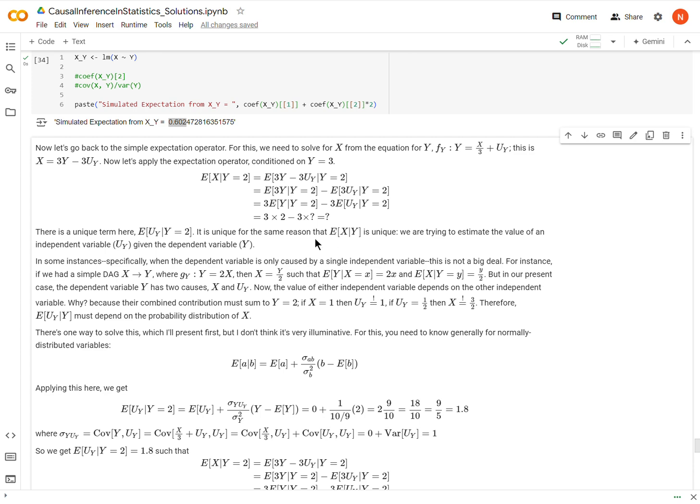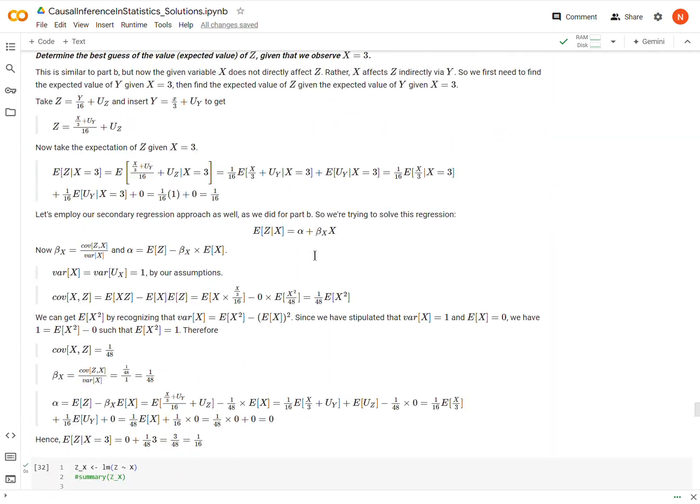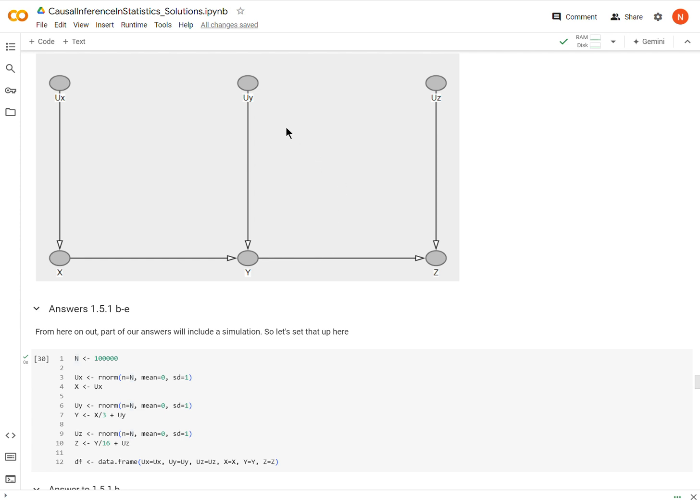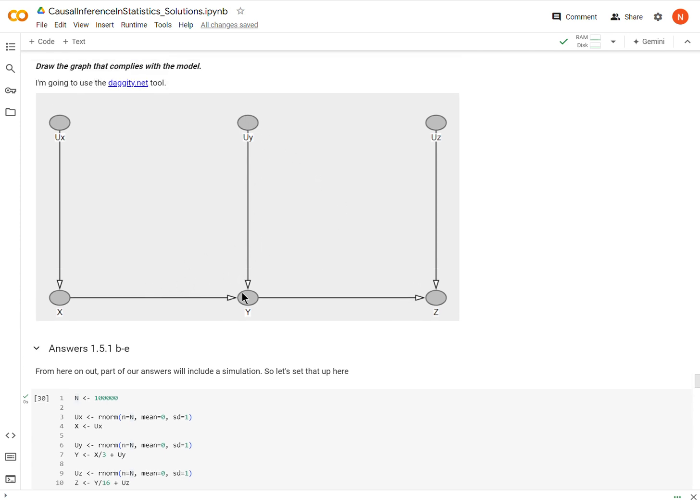The reason that it's not correct is the same reason that this entire problem is a little bit unique. The reason it's unique is because u of y is a cause of y, just like x is a cause of y, right? So in this problem, we're being asked to give the expected value of the causal variable given the effect variable. The reason that this is tricky in this particular instance is because the effect variable has more than one cause. It's x and u of y.